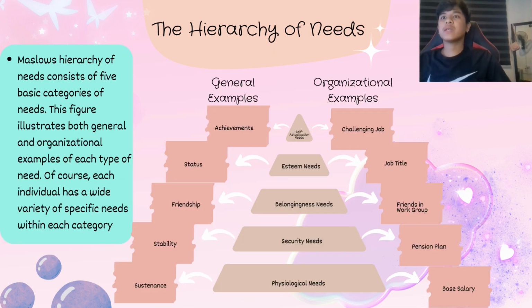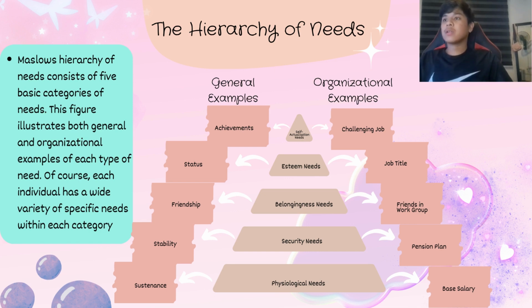Maslow's hierarchy of needs consists of 5 basic categories of needs. This figure illustrates both general and organizational examples of each type of need. Of course, each individual has a wide variety of specific needs within each category. The first one is self-actualization needs. The general example is achievement, and the organizational example is a challenging job. Next are the esteem needs. The general example is status, and the organizational example is the job title.